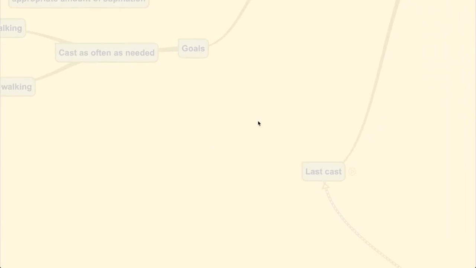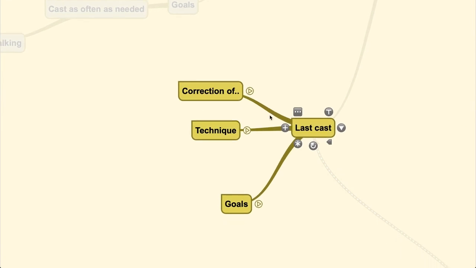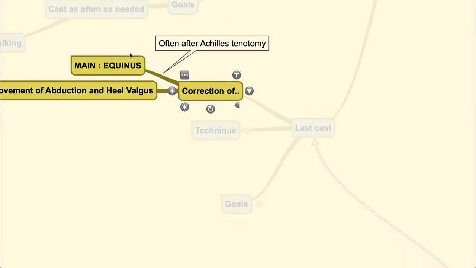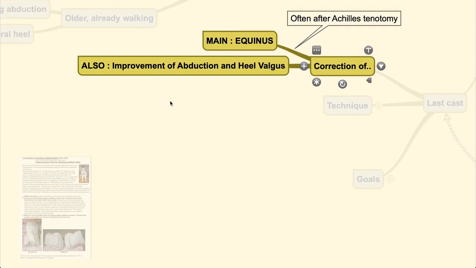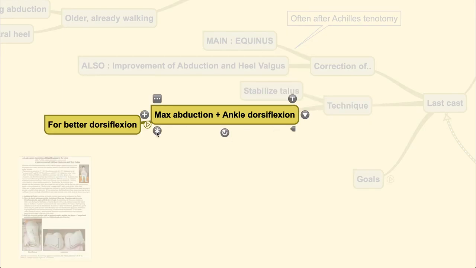Now moving on, after you have achieved correction of the cavus, adductus, and varus, last you need to correct the equinus. Usually the equinus can be corrected even without an Achilles tenotomy, but sometimes the tenotomy is needed. So finally, you need to correct the equinus while also improving the abduction and heel valgus. The way you do it is the same. You use the talus as your axis, and then you perform maximum abduction and ankle dorsiflexion.